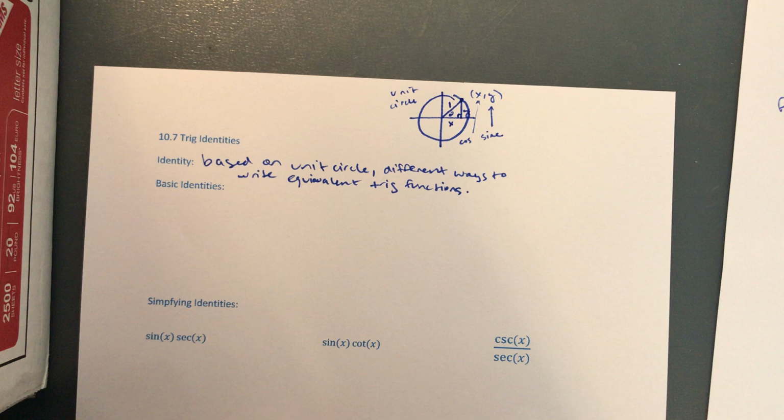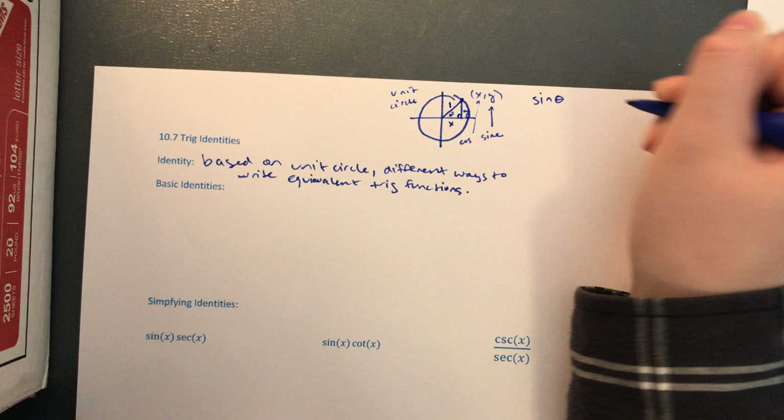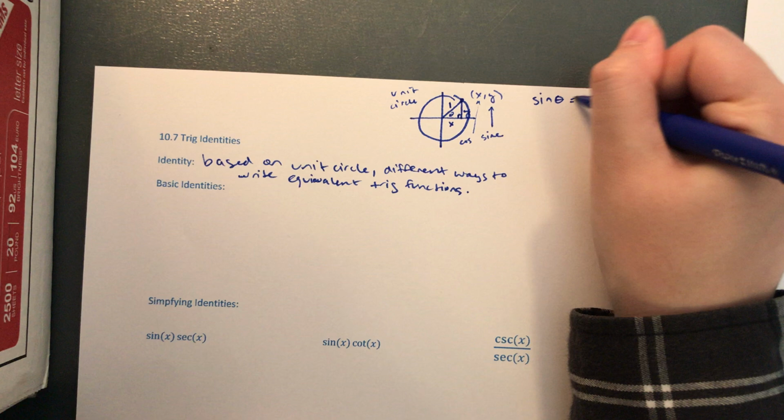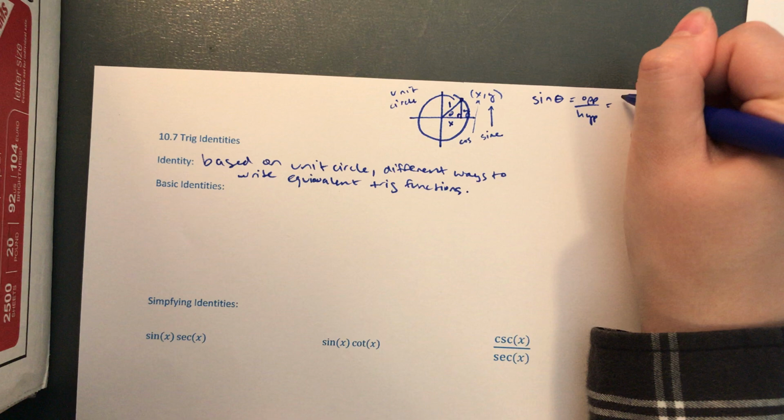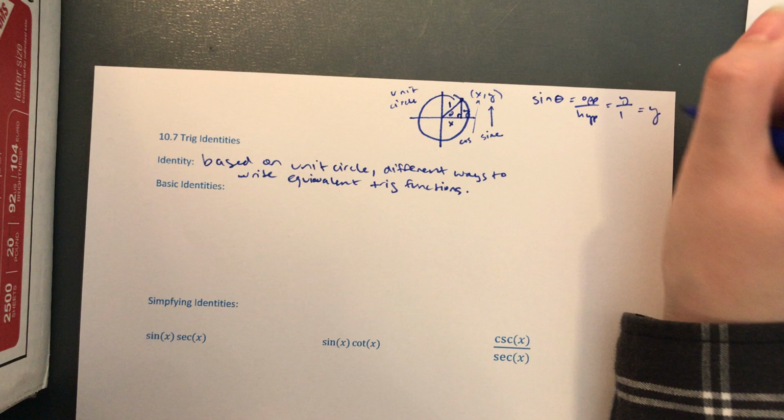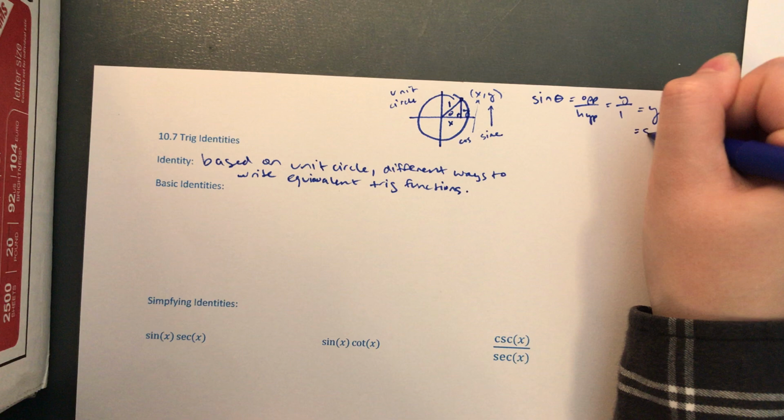So first of all, let's talk about sine theta in terms of a triangle. So if this is theta, sine would be opposite over hypotenuse. So, you know, SOHCAHTOA. So sine is opposite over hypotenuse. So we're looking at the unit circle. The opposite is y, and the hypotenuse is 1. Okay, well, y over 1 is just y, and we know that the y-coordinate is sine. So in terms of the unit circle, sine theta just ends up equaling itself, sine theta.